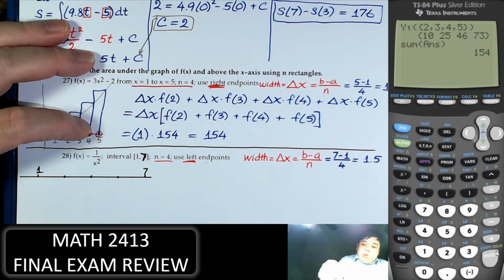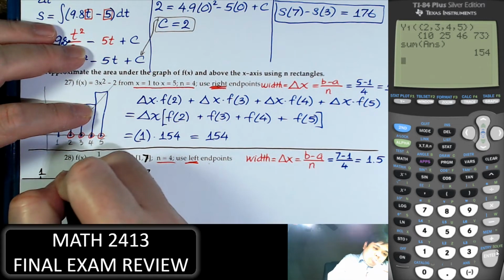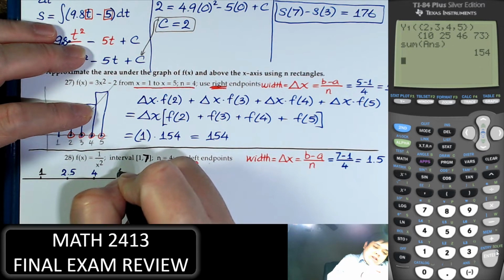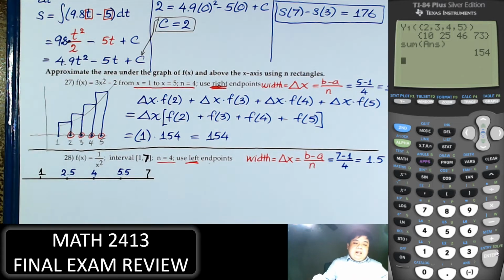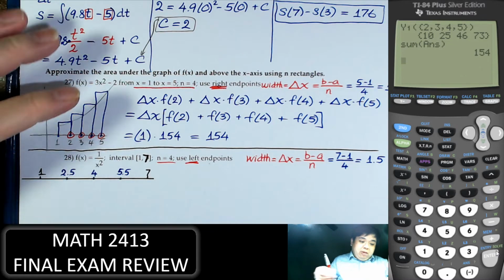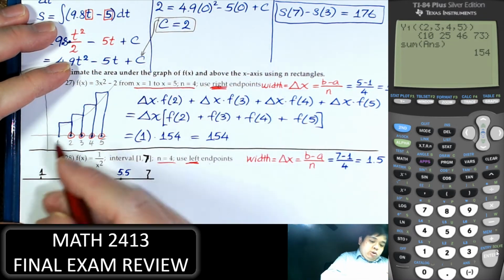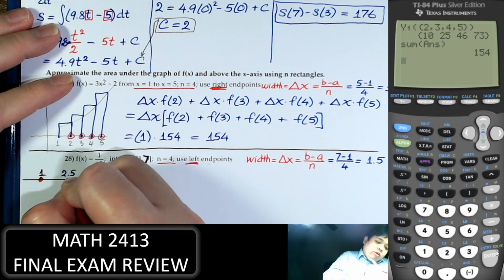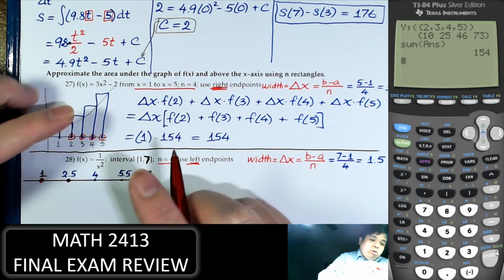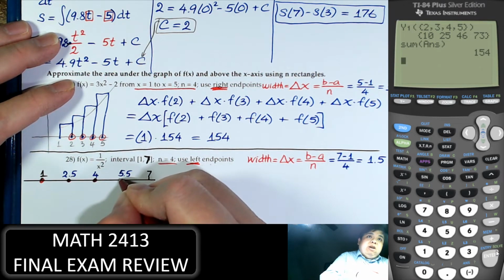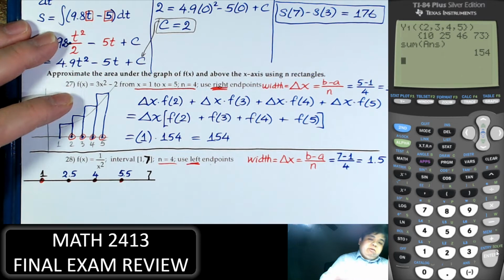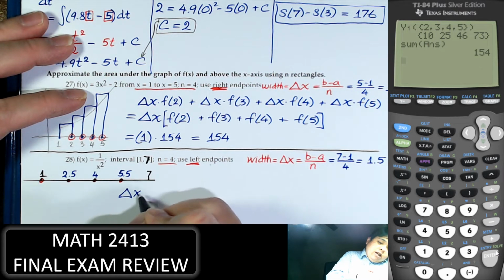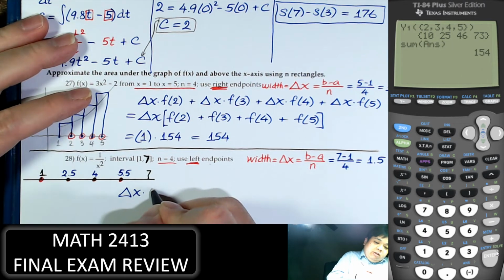So 1.5 is the width, so 1 plus 1.5 is 2.5, plus 1.5 is 4, plus 1.5 is 5.5. And then this time, for each sub-interval, we use the left endpoint. For the first interval, we use 1. For the second interval, 2.5 to 4, we choose 2.5. For the next interval, from 4 to 5.5, choose 4. And from 5.5 to 7, choose the left point, 5.5. Of that, we have the width times the height. The height is on the left endpoint. Evaluate at those left endpoints.